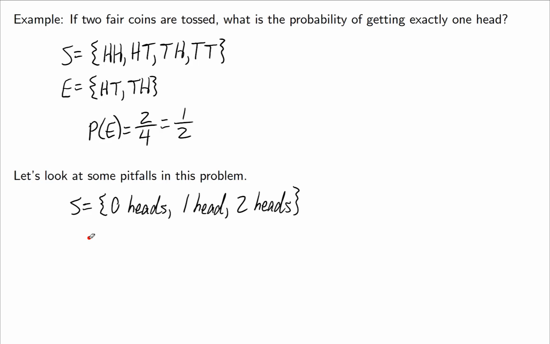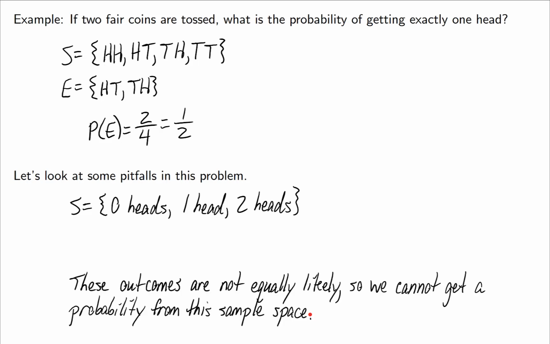So what is the problem? The problem is that if you do this experiment enough times, you'll discover that this sample space doesn't work because the outcomes are not equally likely. These outcomes are not equally likely, so we cannot get a probability from this sample space.